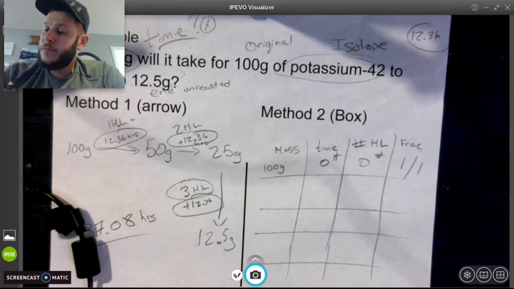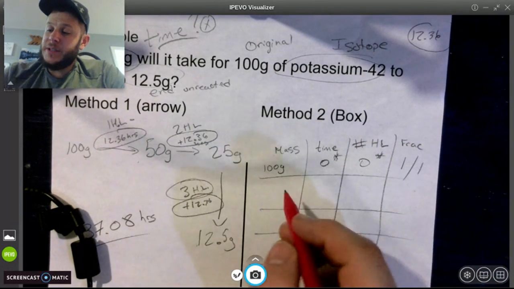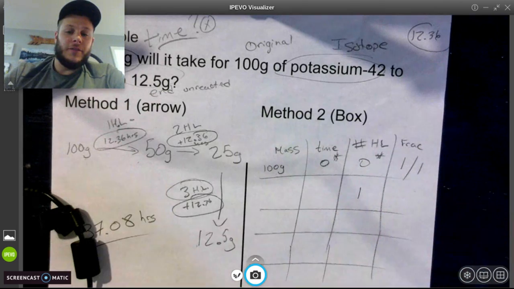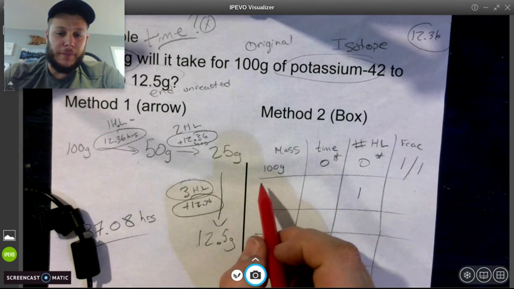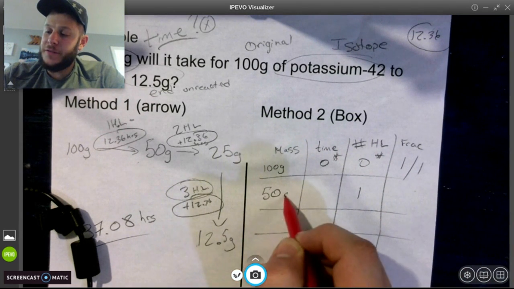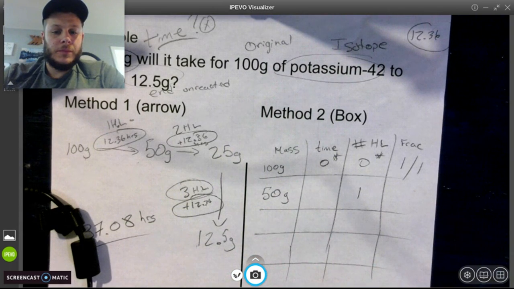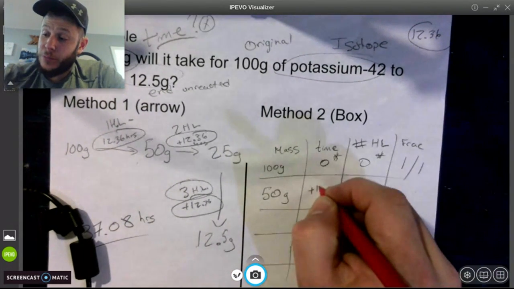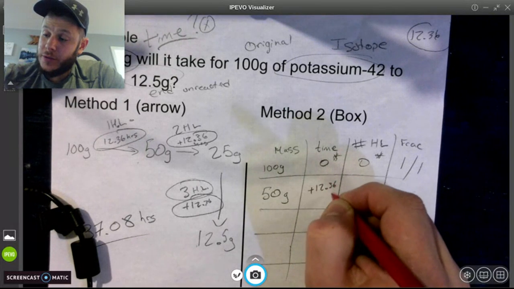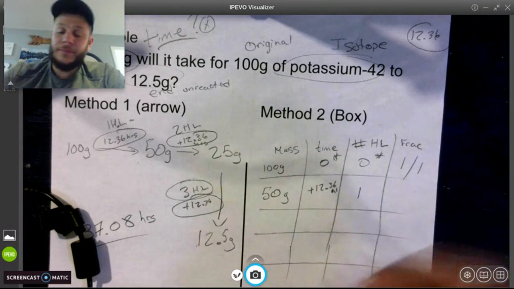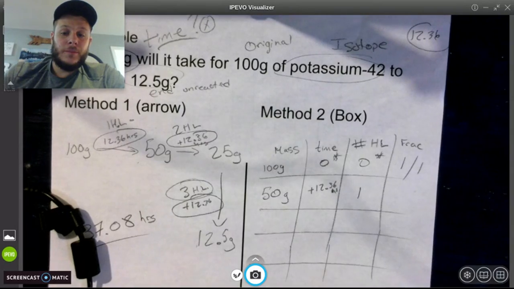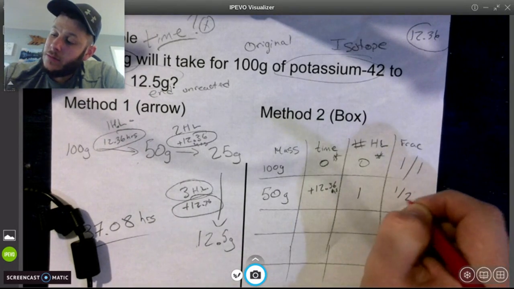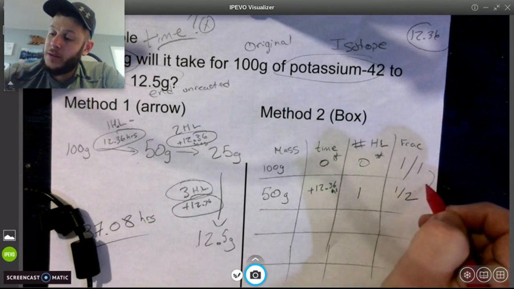All right. So what happens as I go through the first half-life? Well, the amount of mass that I had here cuts in half to 50 grams. The amount of time for this particular isotope was 12.36 hours. So I add that to my time. And the fraction was a half. I went from 1 over 1 to 1 over 2.